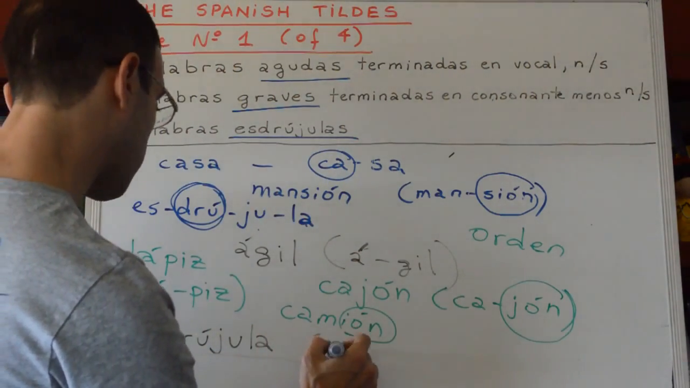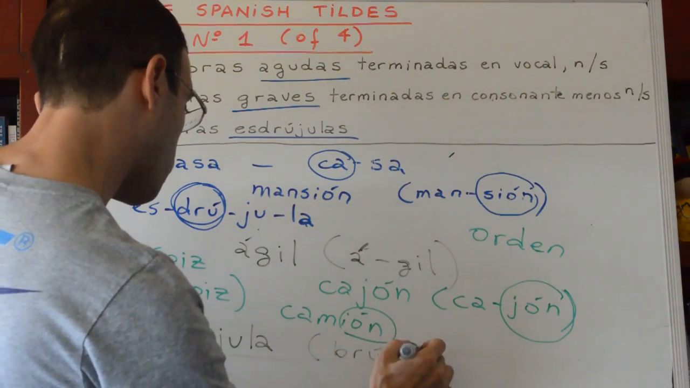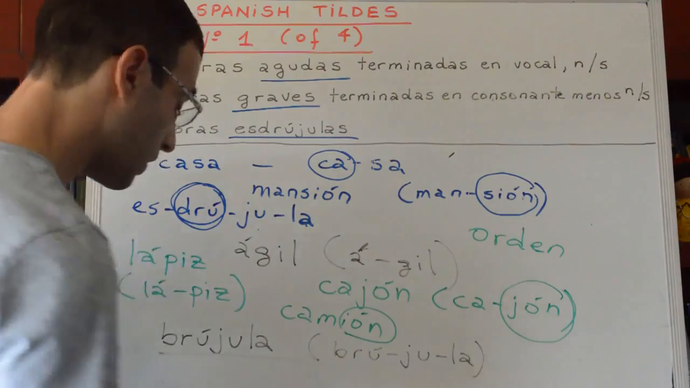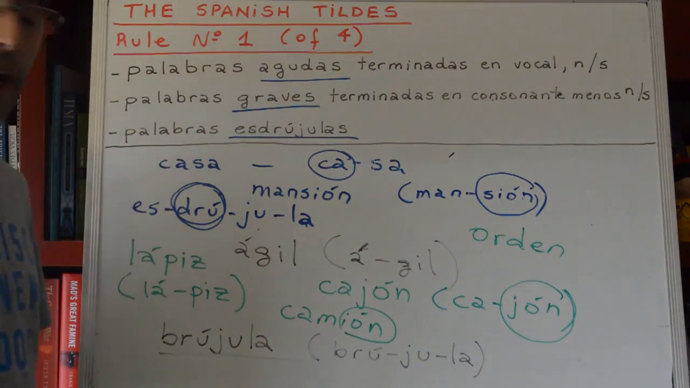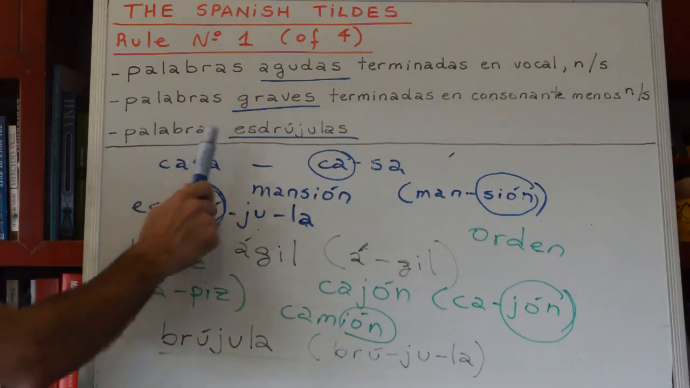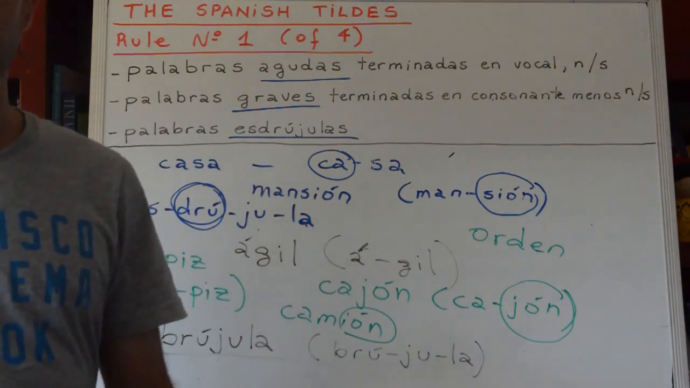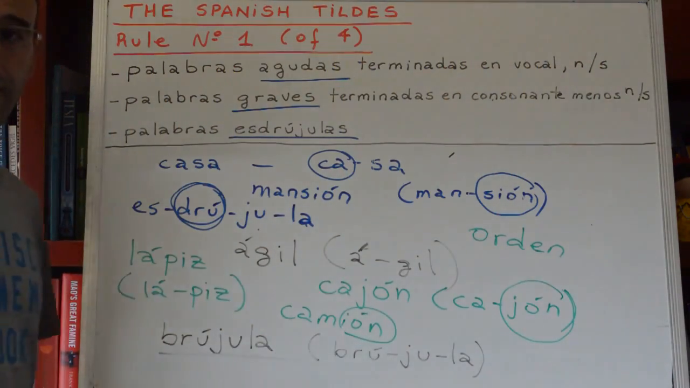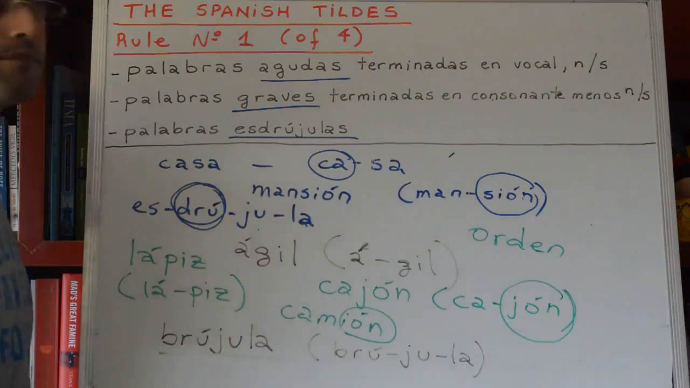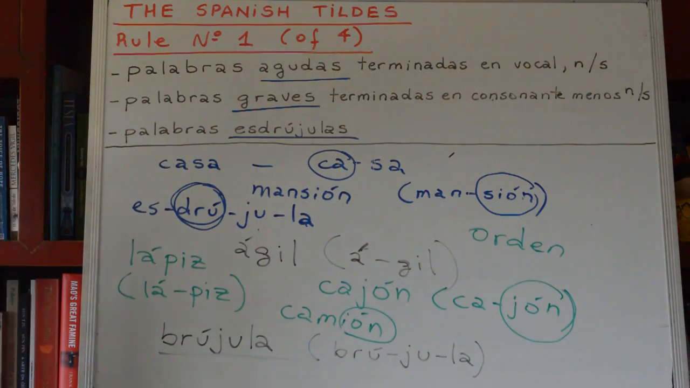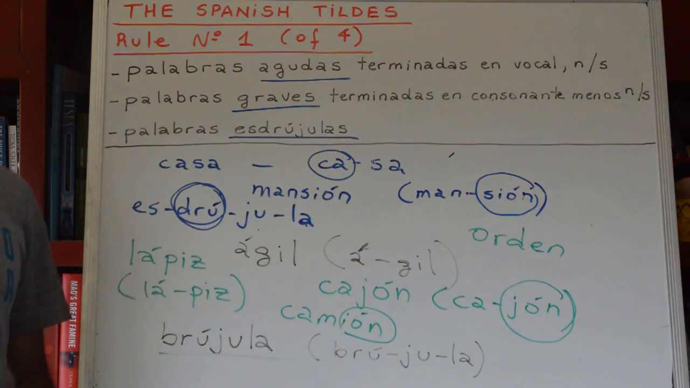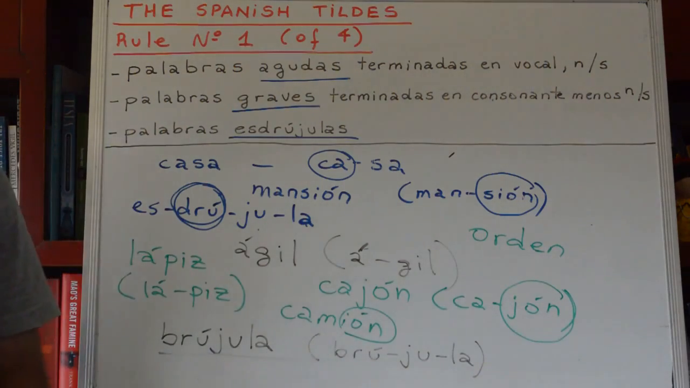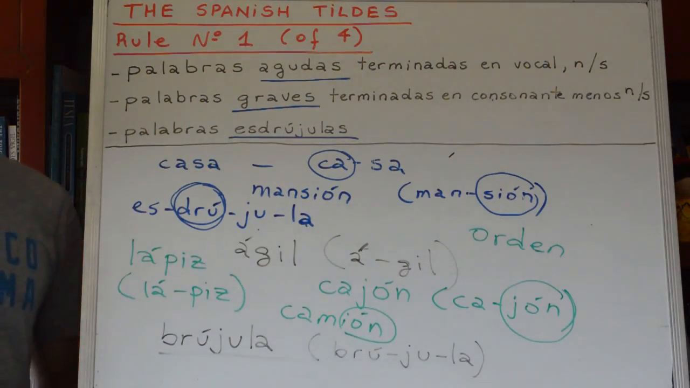Brújula is separated like this. Brújula. Because of the intonation, we can feel the accent in the last but two. And the rule tells us that palabras esdrújulas always carry a tilde in the syllable that is accentuated, okay? So, brújula will carry a tilde. And this applies to the last but three, last but four, last but five, if there were any. All those would also carry a tilde, okay?